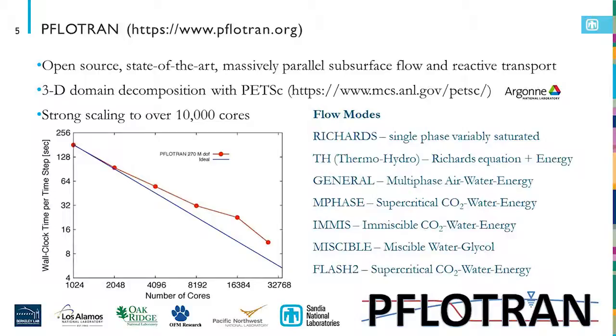It does 3D domain decomposition with PETSc, which is a library out of Argonne National Lab. PFLOTRAN itself has developers at many of the national labs. It exhibits strong scaling to over 10,000 cores, which means that given a problem of fixed size, when you double the number of cores, the wall clock time per time step is decreased by a factor of 2.